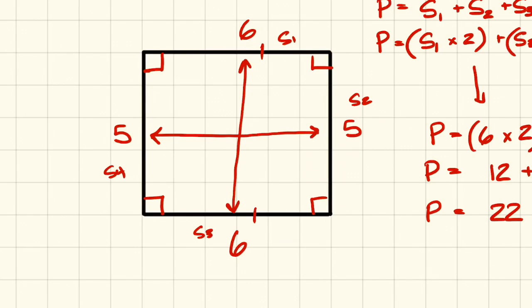Where I want you to be very careful is to not assume that P equals 4S, meaning P equals 4 times the side length, because that could lead you astray, particularly in this one. If I said P equals 4 times 6, therefore P equals 24. Well, not all side lengths were 6.